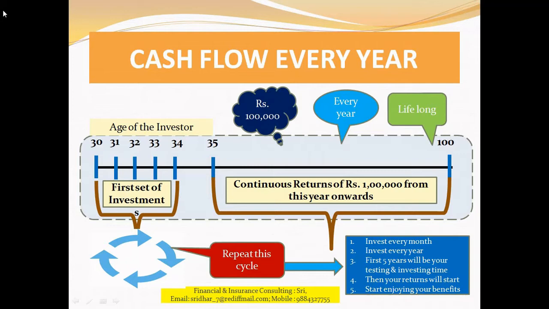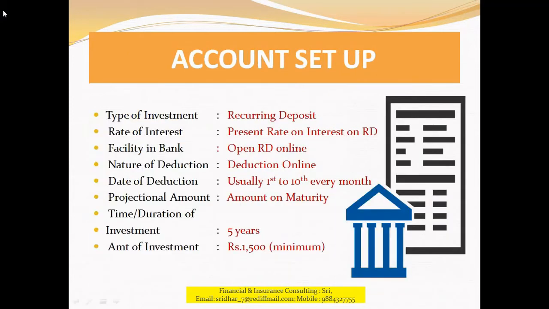Right? Now, what are the simple rules for this? Invest every month, then invest every year. The first 5 years will be very crucial, very testing, and you need to have a continuous and consistent way of investing, right? Then your returns will start. Once your returns start, don't break the chain of investment. That is a very important aspect, okay? Start enjoying your benefits also, okay? Repeat the cycle of investing. Then lifelong you will get 1 lakh.